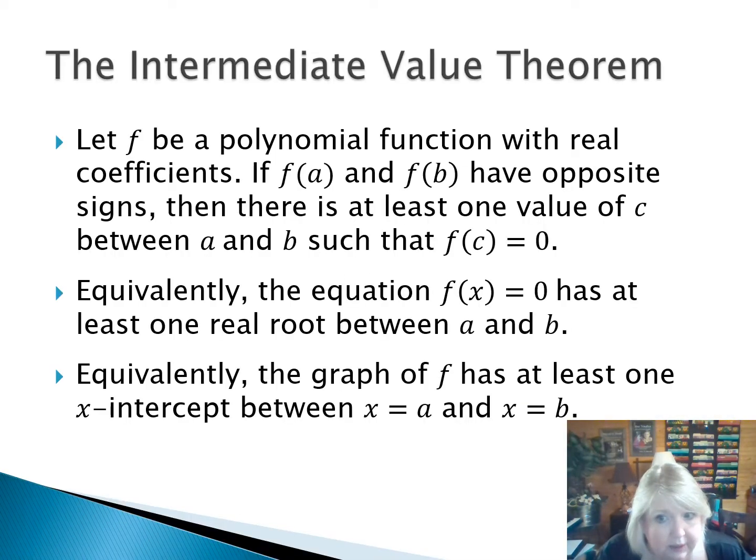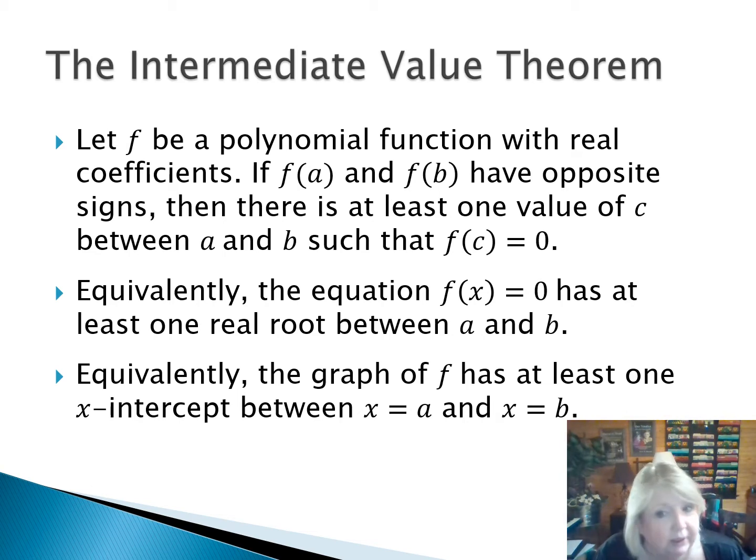To help with the location of zeros, we have something that is known as the intermediate value theorem. It says that if f is a polynomial function with real coefficients, and if f of a and f of b have opposite signs, then there is at least one value of c in between a and b such that f of c equals 0.